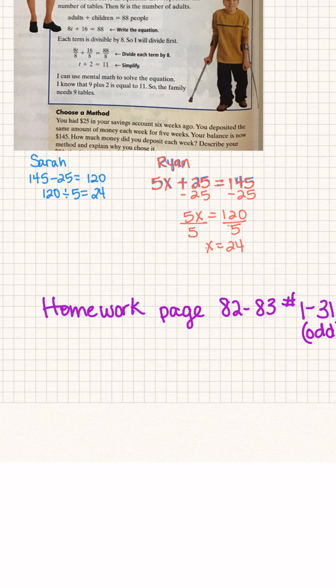My brain often works best by putting things into an equation, so I probably would have used Ryan's way just so that I could clearly understand what amount was put in what place. So therefore I put together the equation 5x plus 25. So 5 weeks times however much money was put in each week plus the $25 I started with equals 145. I solved and my answer was 24. You might be able to say my brain just could calculate those numbers and it just made sense to do it more Sarah's way.